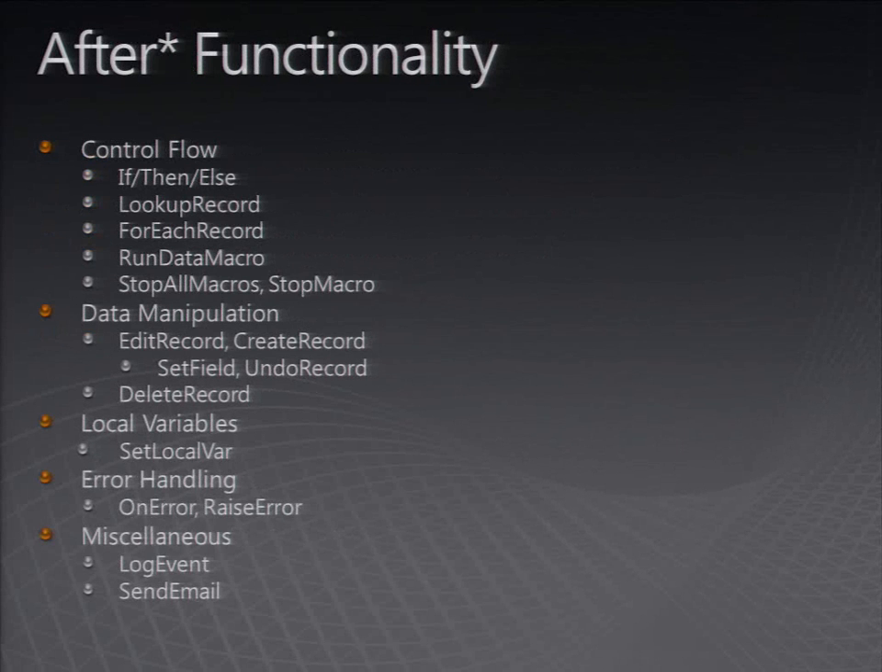So here we have a bunch of the same things. We have if, then, and else. We also give the ability to look up a record or to loop through a set of records and take an action. And we also, in the after updates, let you call another data macro. So you can chain data macros together to do more advanced logic. And we give the ability to stop all the macros as well. In here, you can edit records, you can create records, you can set fields, undo changes. You can also delete records. And you can pass through variables. And a couple of the ones here are like log event and send email. So you can log events to an event log, or you can send email to people based on an action that's been taken.